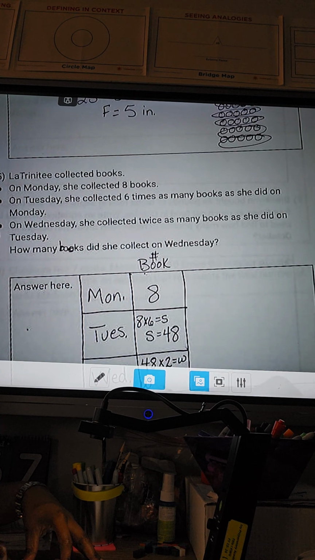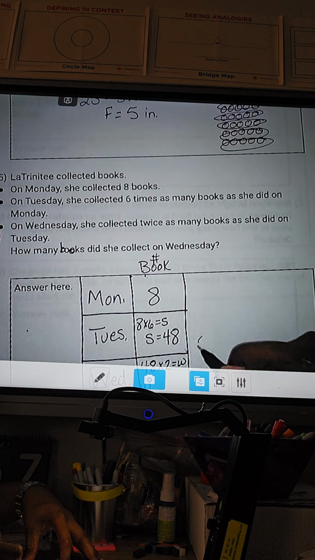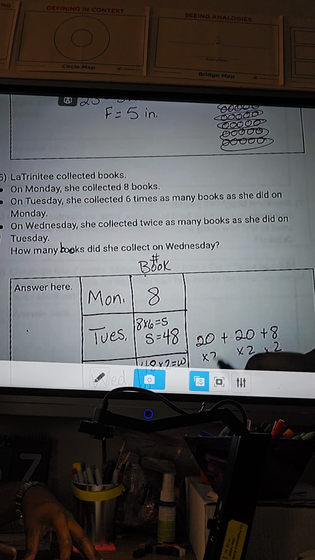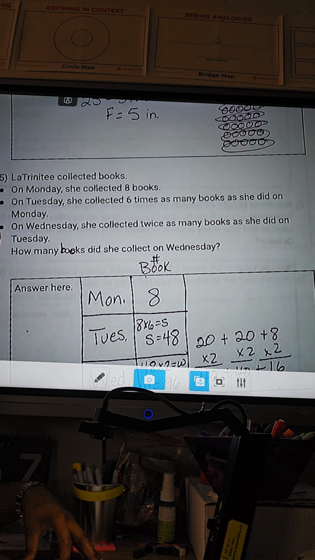So 48 times 2, you know, you could add 48 twice. Or you could say 20 plus 20 plus 8 times 2. 16 plus 40 plus 40. We know that equals 96.